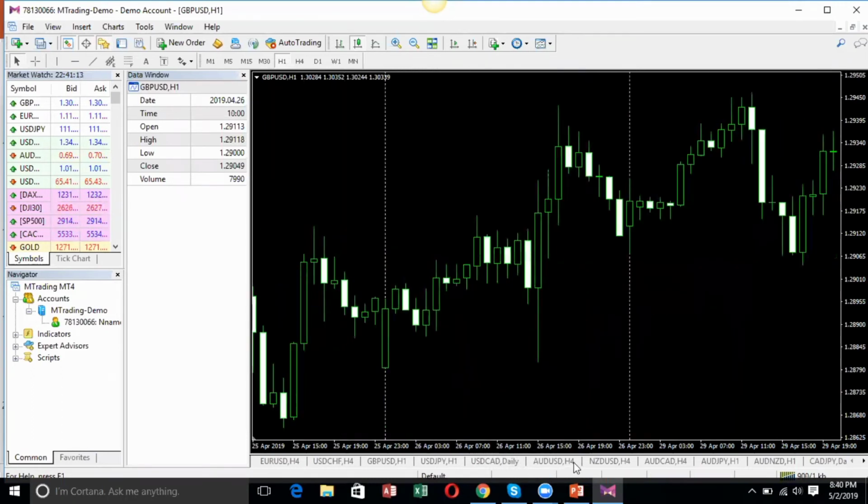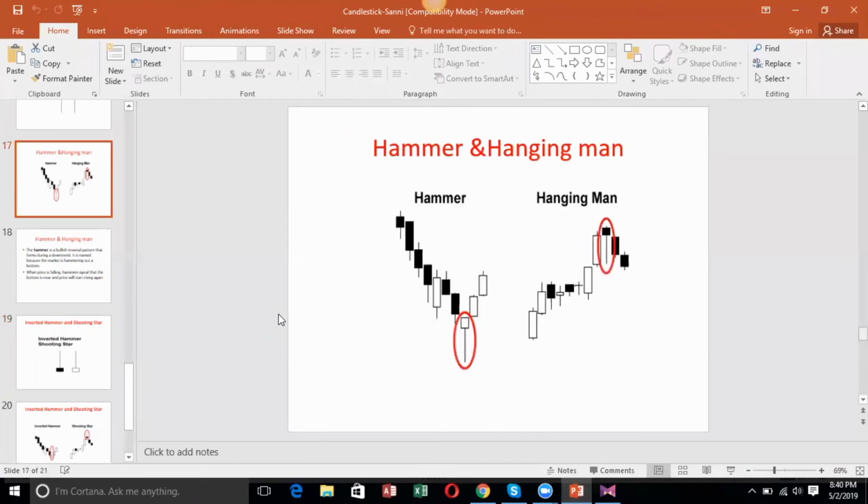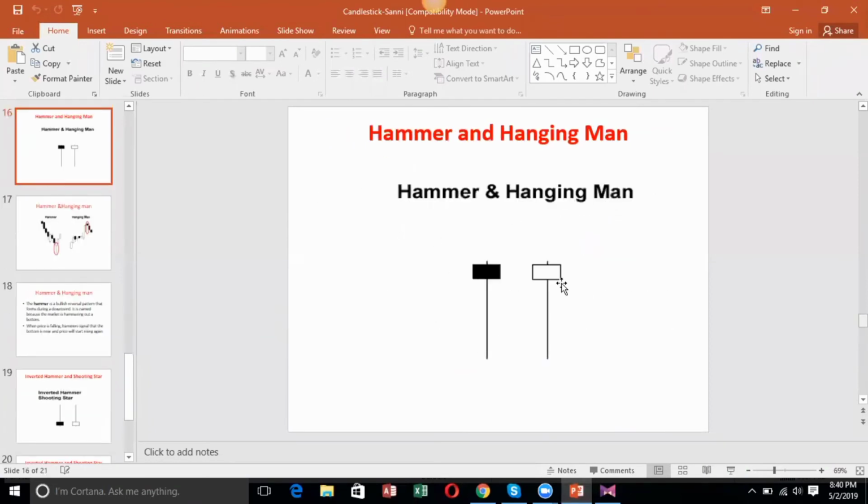The next one we will be talking about is the hanging man and shooting star. This is the hanging man. A candlestick that has this shape, but is a sell candle, is a bearish candle. A candlestick that has this shape, that is a sell candle, is what we call the hanging man.